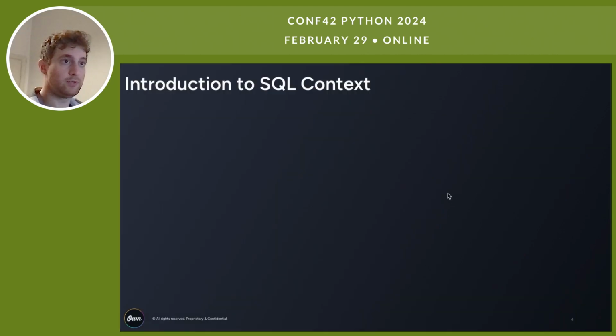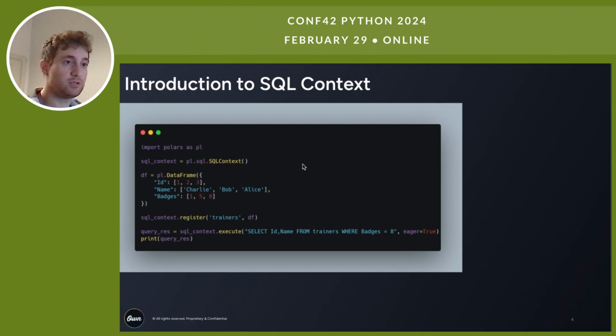Okay, so let's start with the introduction to SQL context. We're going to go hands-on right away. So we have this block of code. First, we are importing Polars. Then we're creating a new instance of SQL context. So that's the syntax of doing that. And then we're creating a small data frame. Here we have a small data frame with 3 columns: ID, name, and badges. ID is 1 to 3. We have Charlie, Bob, and Alice, and each one has a certain number of badges: 1, 5, and 8.